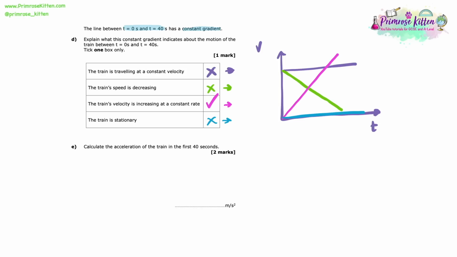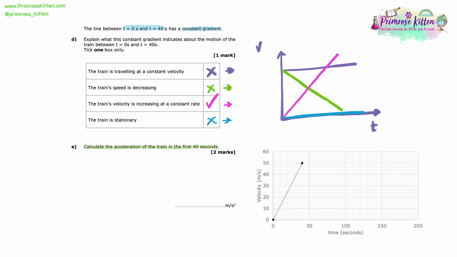Okay, so next up we're asked to calculate the acceleration of the train in the first 40 seconds. So let us remind ourselves of what the graph looks like, because we're going to need to use that to calculate this. There are two ways we could do this. The way that I would recommend is by using the gradient. We should recognise that the acceleration on a velocity-time graph is found by calculating the gradient of the line.